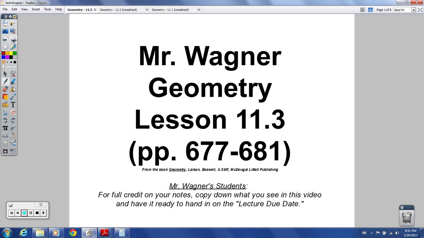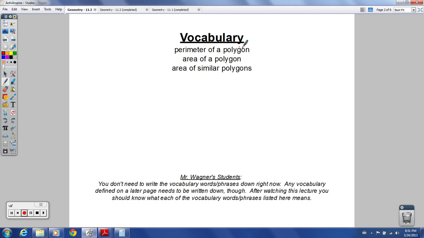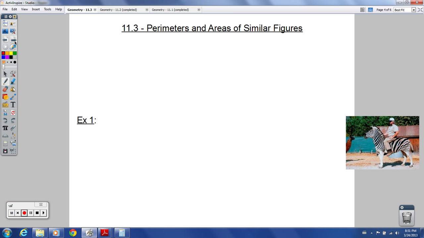You can find it on those pages listed there. This is stuff we've learned before, but just some vocabulary you need to know again for this lesson: what the perimeter of a polygon is, the area of a polygon, and area of similar polygons is more specific to this lesson. And so we are talking about perimeters and areas of similar figures.